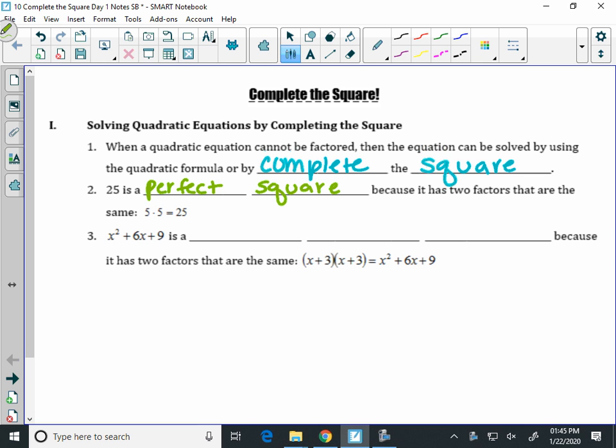Well, we then can say that x squared plus 6x plus 9 is a perfect square trinomial because it has two factors that are the same. X plus 3 times x plus 3, when you multiply and FOIL those together, we get x squared plus 6x plus 9.